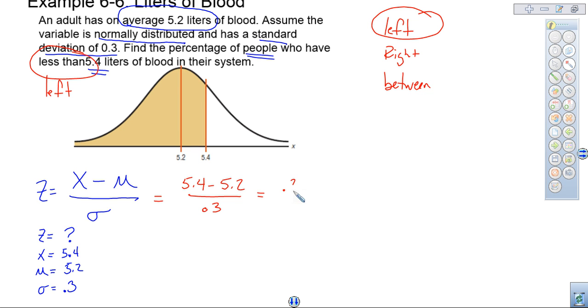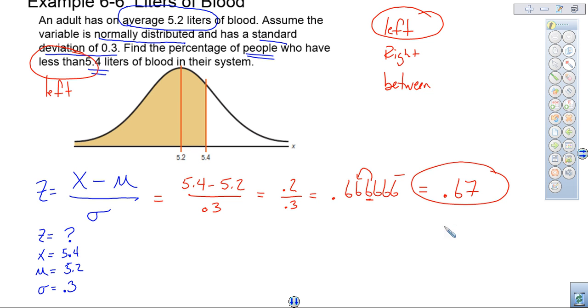So we get 0.2 divided by 0.3. When we divide that out, we get 0.666666 repeating. Remember that in our table E, we only need 2 decimal places. So we're going to round this to 0.67 because this 6 right here, since it's bigger than 5, makes that number go up to 7. So our z-score that we're going to use is 0.67.